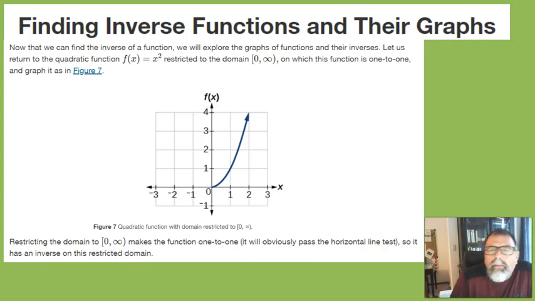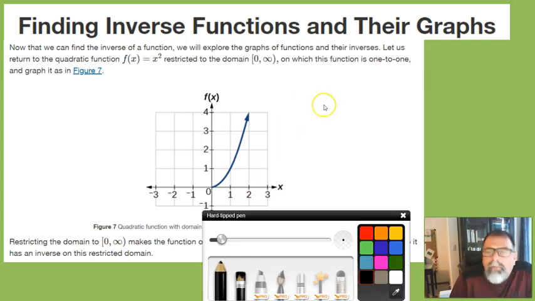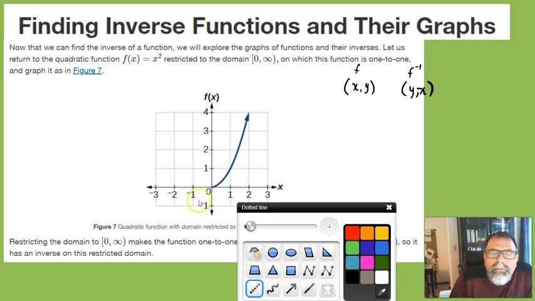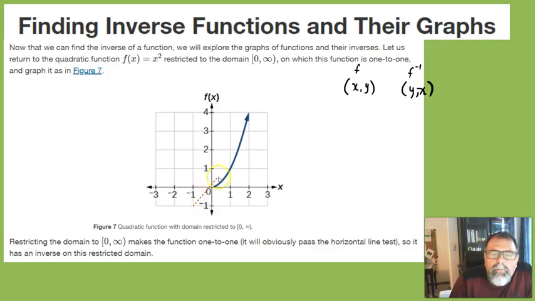Now the way that you find the inverse, remember originally we were talking about if f has the point x, y in it, then f inverse is going to have y, x. So you're going to switch the x and y. If we graph the line y equals x, which is just this diagonal, it goes through 0, 0, 1, 1, 2, 2, 3, 3, and so on.